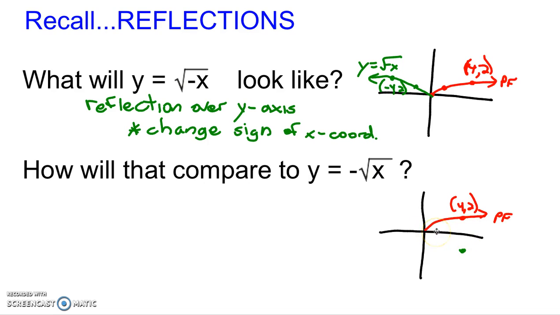Let's try it with 1. If x is 1, square root of 1 is 1. But my answer is negative 1. So 1, negative 1 is around there. And so we end up with a function y equals negative square root x, which is the parent function reflected over the x-axis.